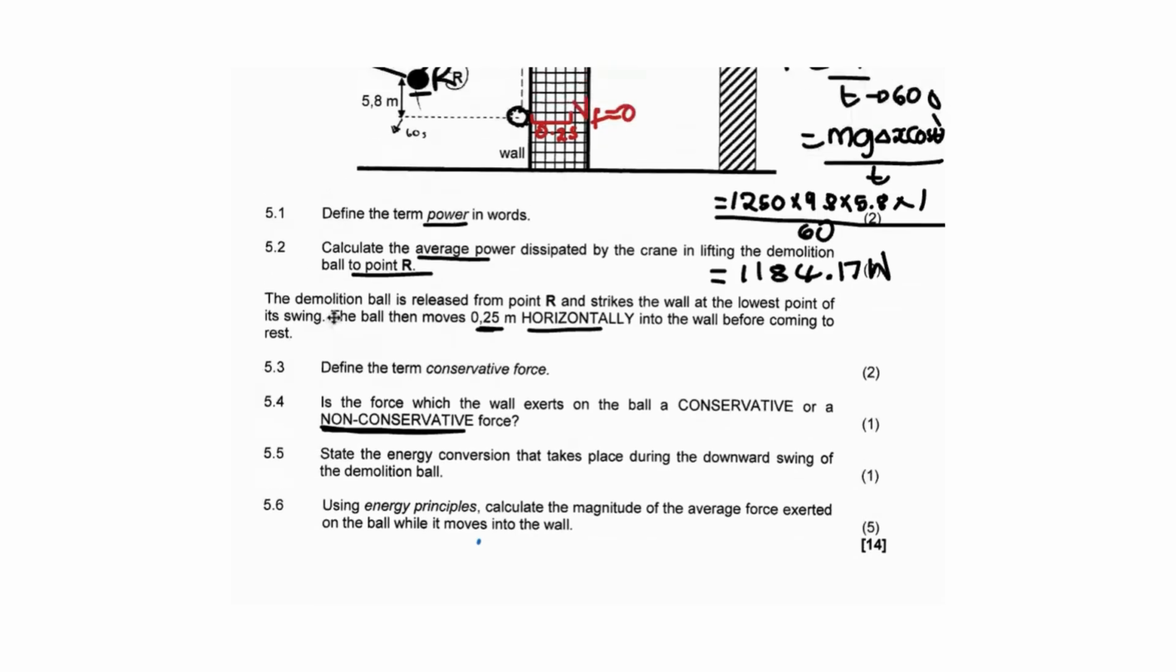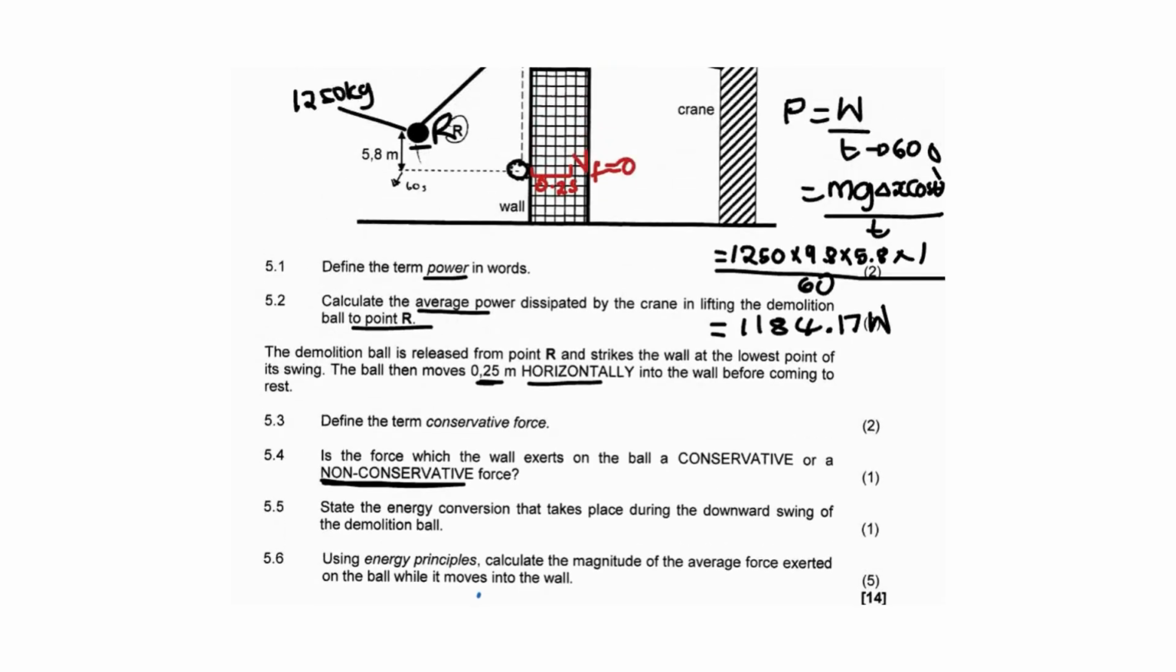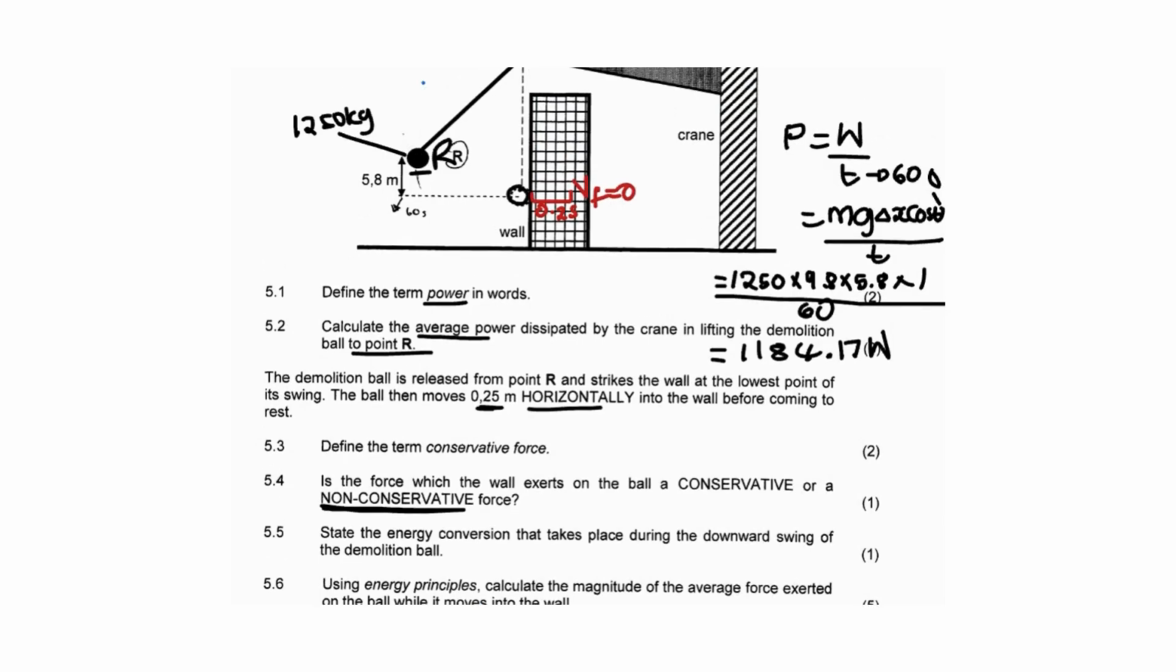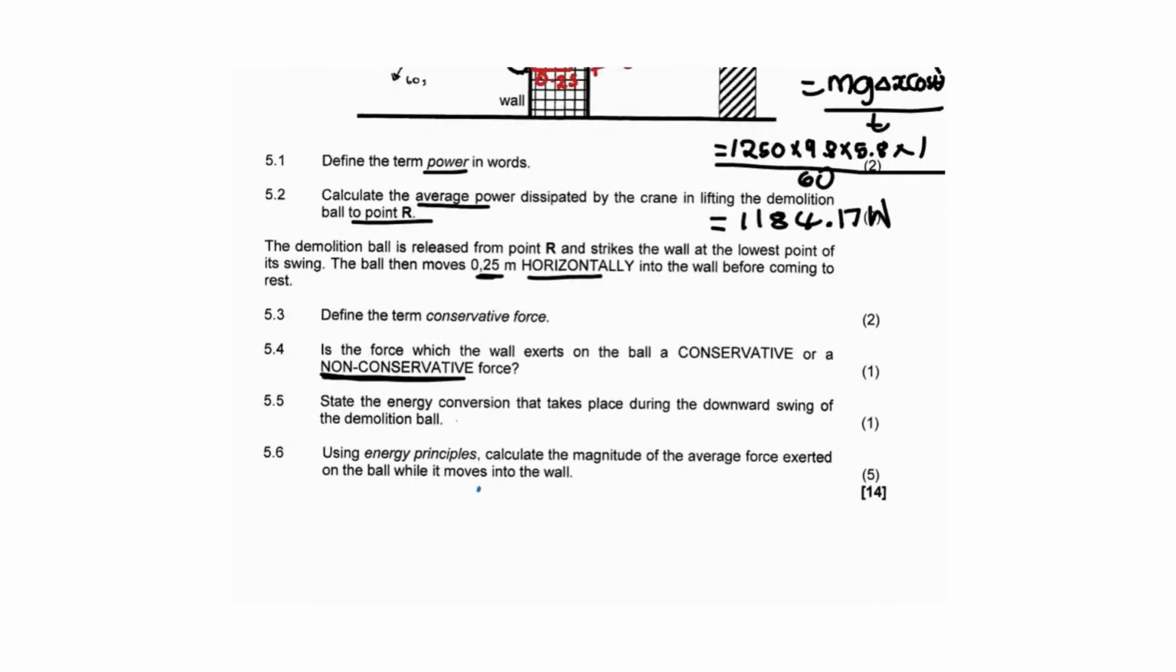State the energy conversion that takes place during the downward swing of the demolition ball. So at this point, because here the ball was stationary, the only thing that we had was gravitational potential energy, because we had a height, we had the mass, and then as it started moving, we started to have a velocity. So we are moving from gravitational potential energy to kinetic energy. Let me write that using those letters, but you need to write it in words. So you're moving from potential energy to kinetic energy.